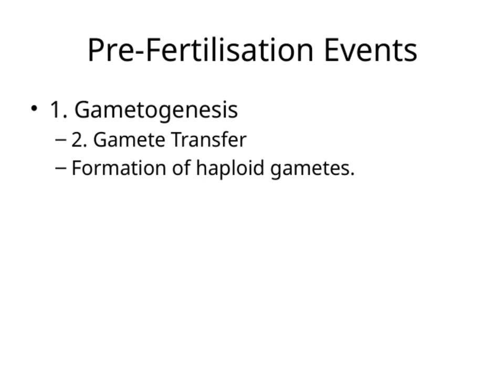Next, we have gamete transfer, which is about how these gametes move from one organism to another, typically during reproduction. This transfer is vital for fertilization to occur. Now, focusing on the formation of haploid gametes, this involves meiosis, a special type of cell division that reduces the chromosome number by half. It ensures that when two gametes fuse during fertilization, the resulting zygote has the normal diploid number. Before fertilization happens, there are several important events known as pre-fertilization events.